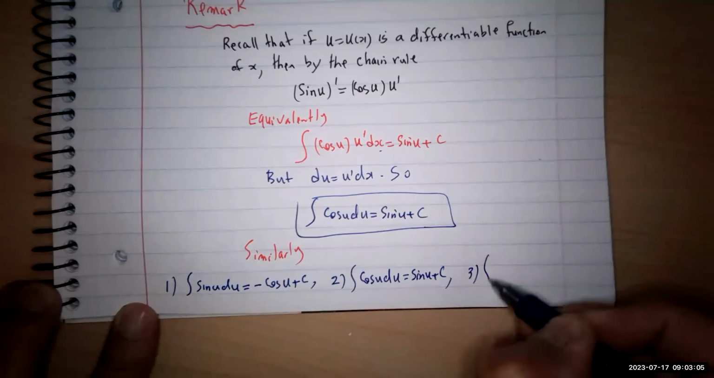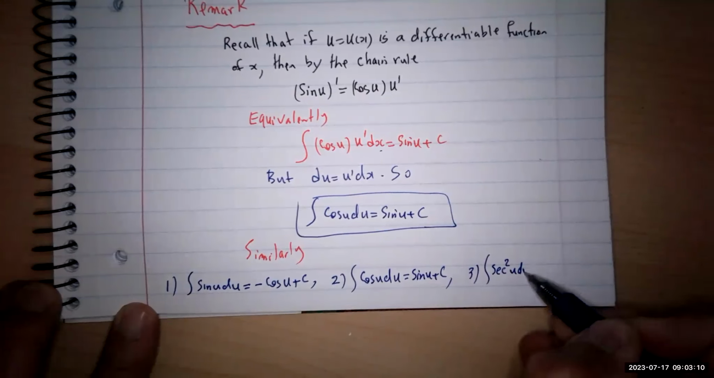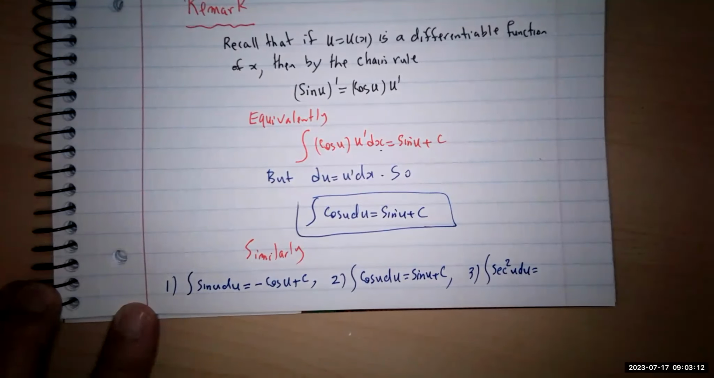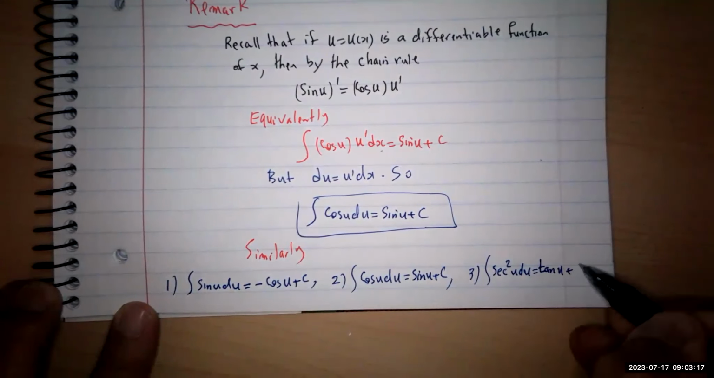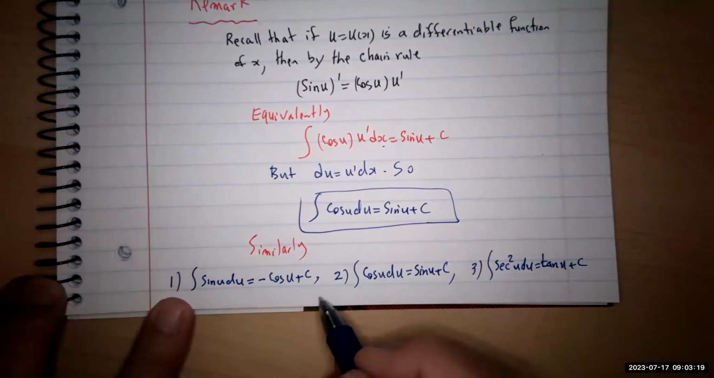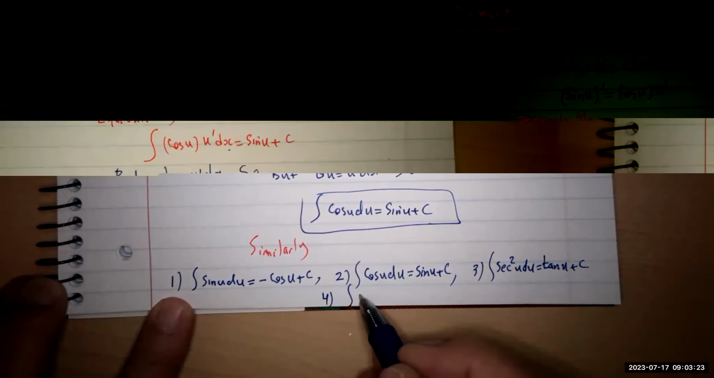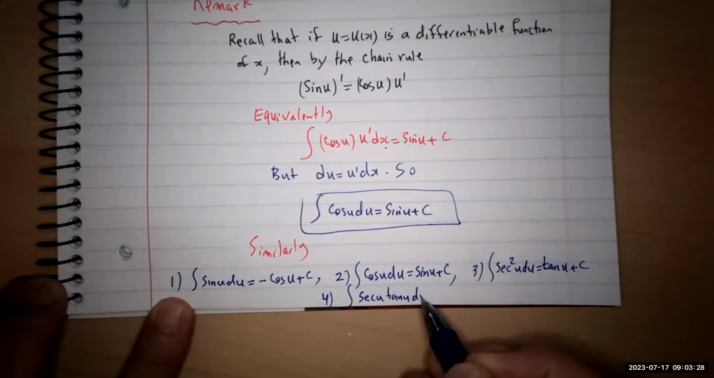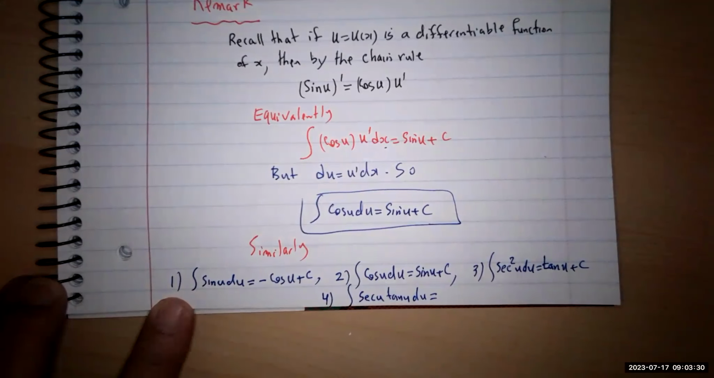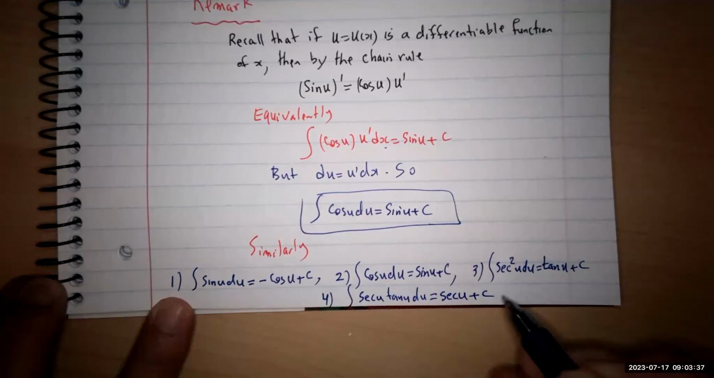The third one, the integral of secant square of u. You want to find the function whose derivative is secant square. That function is tangent u plus c. And the last one, so far, the integral of secant u tangent u du. You want to find the function whose derivative is secant tan. That function is secant u plus the constant c.